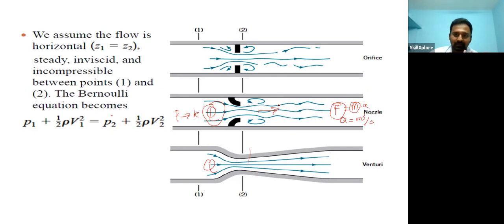There is no other choice there to calculate the mass flow rate. We have to apply Bernoulli's equation in nozzles. Okay, next thing is orifice. So orifice is a small hole type structure.